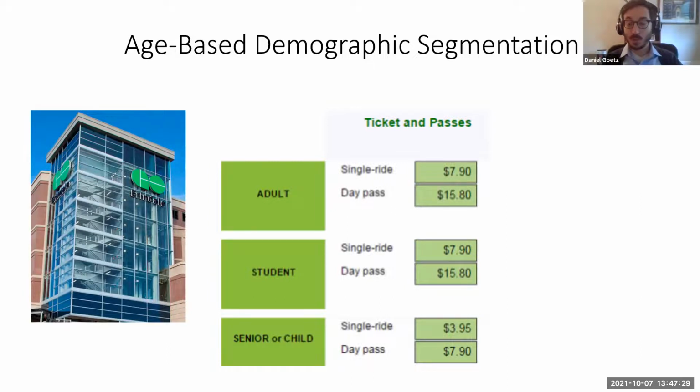And why do we charge different prices to different age groups? Different willingness to pay, right? Seniors and children have less money to spend, or we're just trying to be fair and encourage mobility for people who might not have a car or be able to drive a car, right? Is there any other kind of segmentation that we see here?